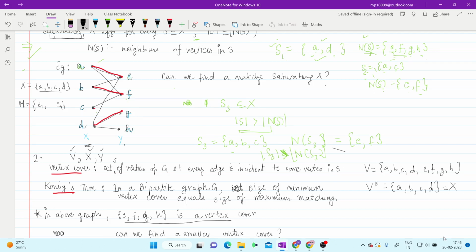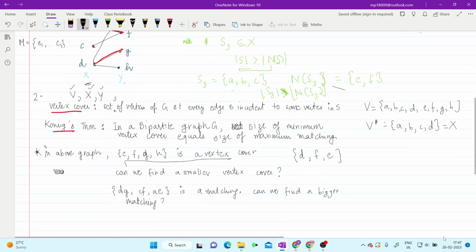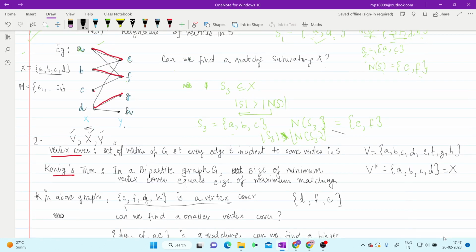Now can we find a subset of this, can we remove some vertex from this set such that it remains a vertex cover? Can we take D, F? D, E and F. Yeah, D, E, F. This vertex cover had four vertices. Now this is a smaller vertex cover, D, F, E.